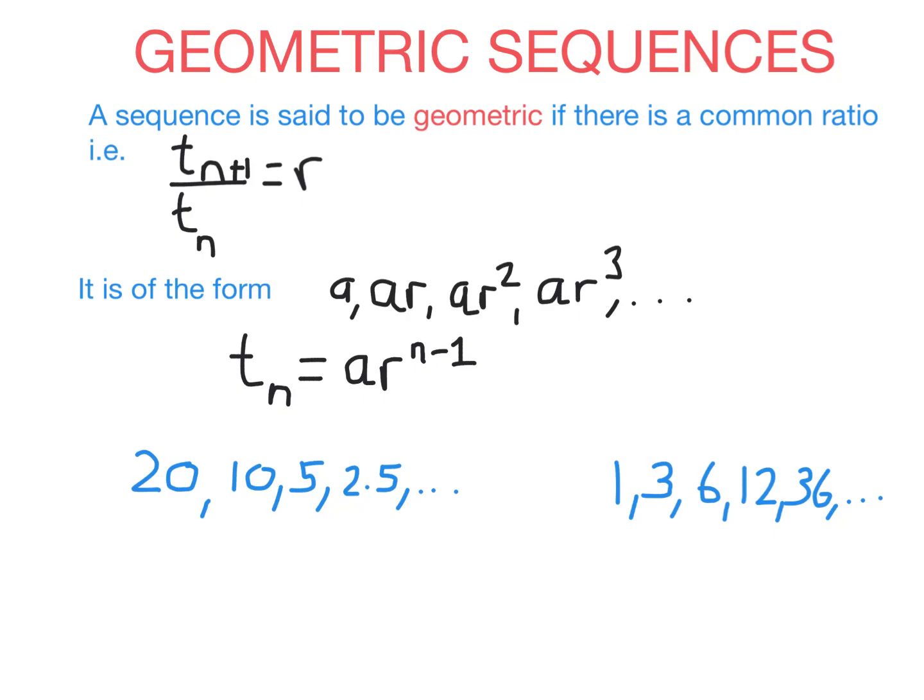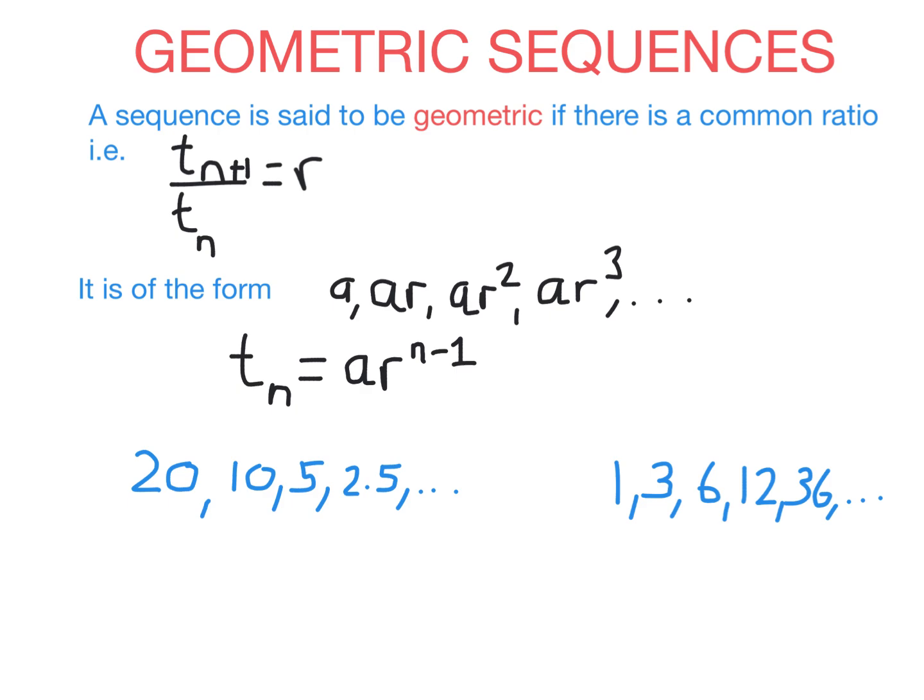Thank you so much for tuning into this video in which we will look at geometric sequences. So we already know what a sequence is. What makes it geometric is if there is a common ratio. A sequence is said to be geometric if when you take any term and divide by the previous term, you always get the same number, which I call R. So here R is the common ratio.